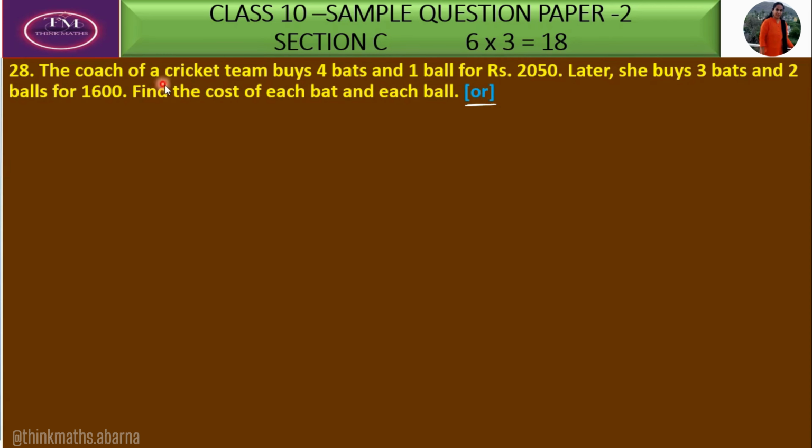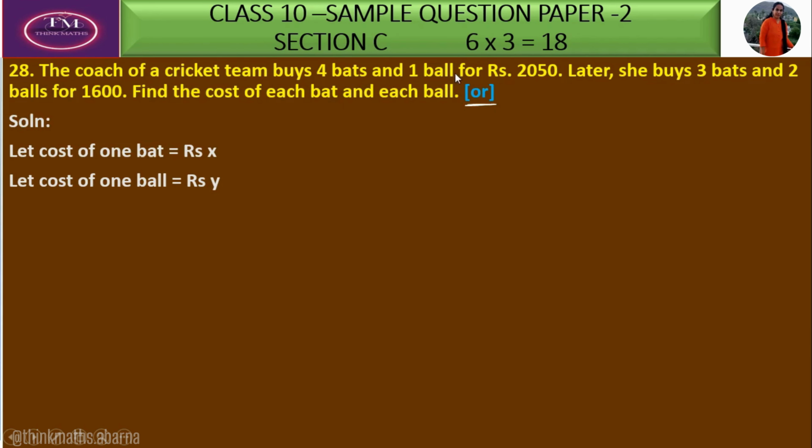The coach of a cricket team buys 4 bats and 1 ball for rupees 2050. Later, she buys 3 bats and 2 balls for 1600. Find the cost of each bat and each ball. So let us assume the cost of 1 bat and 1 ball as x and y. So let us start the solution. Let us assume the cost of 1 bat as x and cost of 1 ball as y.